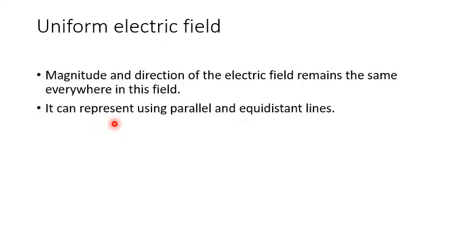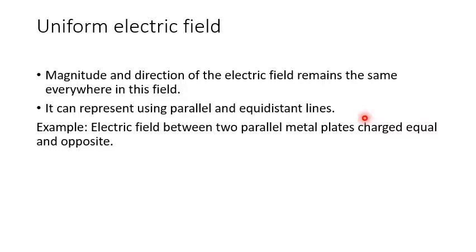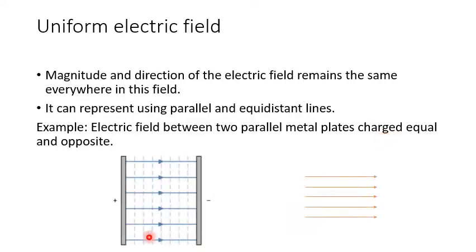To represent a uniform electric field, we can use parallel and equidistant lines. Remember, those lines should be parallel and equidistant. An example for such an electric field is the field between two parallel metal plates. Here you can see the representation. Two metal plates, equally charged but of opposite sign. Direction is from left to right, which is from positive to negative.